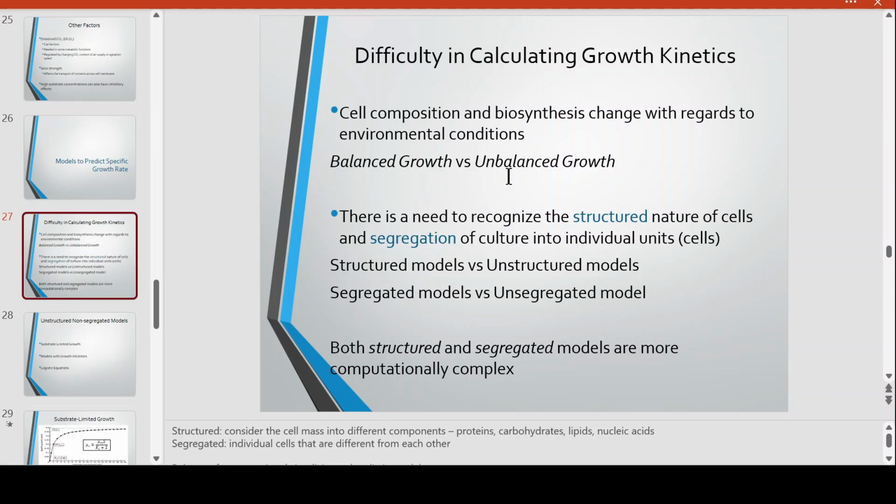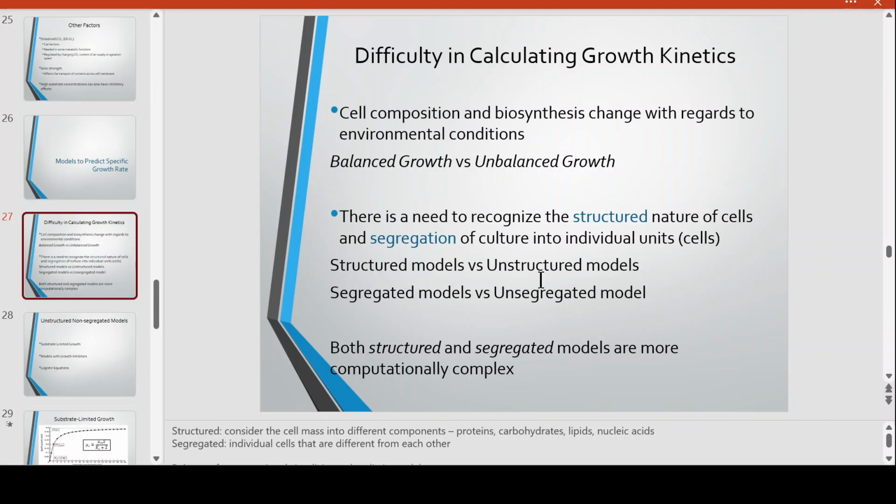As the cells grow, the composition changes. So there is now a variation between balanced growth and unbalanced growth. It's easy to do in balanced growth, but it's difficult to calculate and predict in unbalanced growth. So there's a need to recognize the structured nature of the cell and the segregation of the culture into individual units, because each cell is unique, basically.